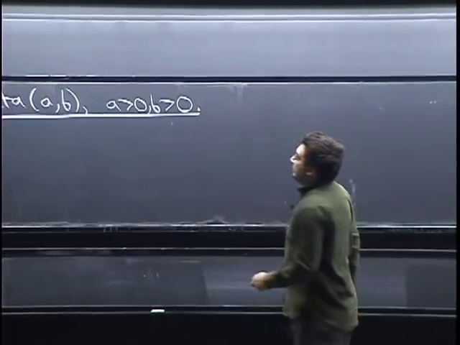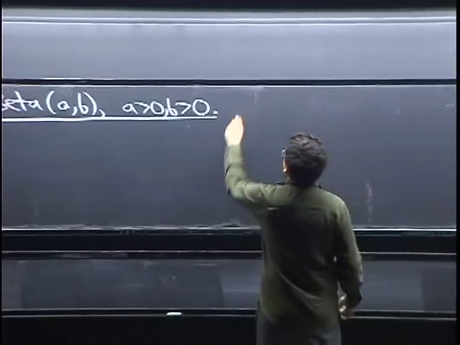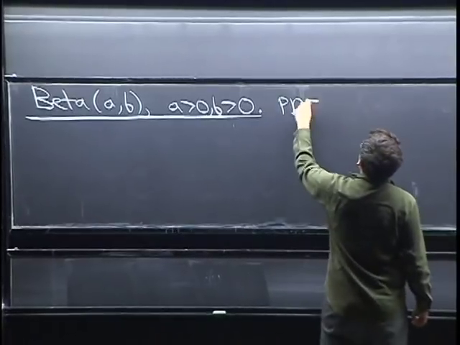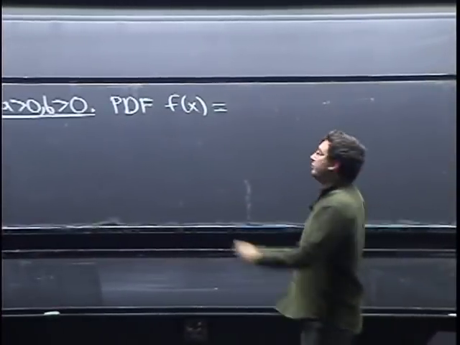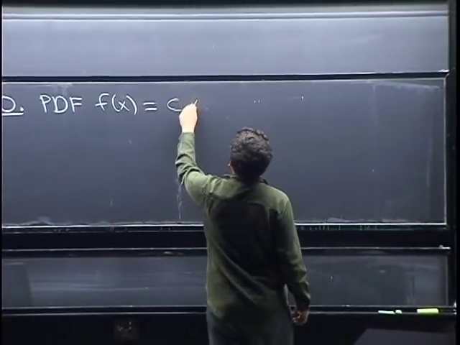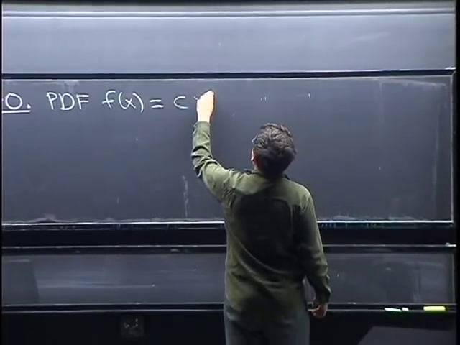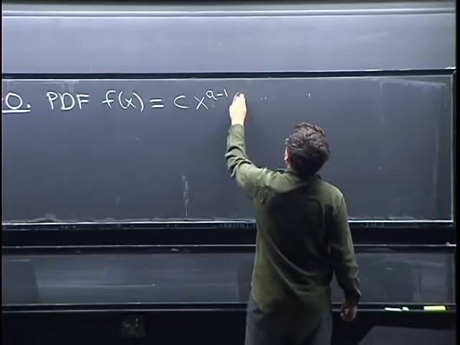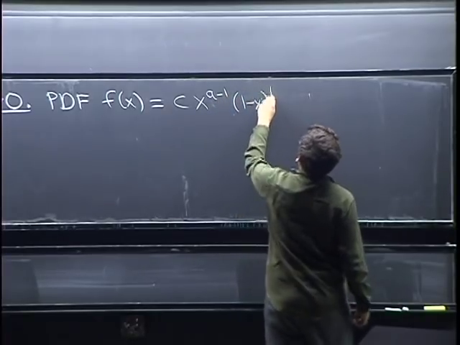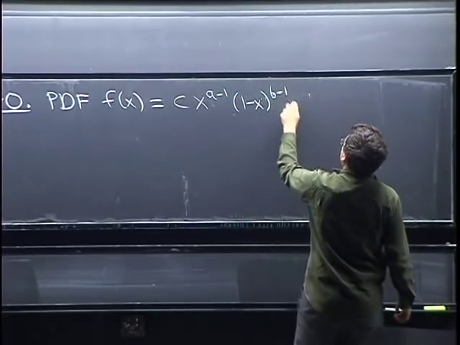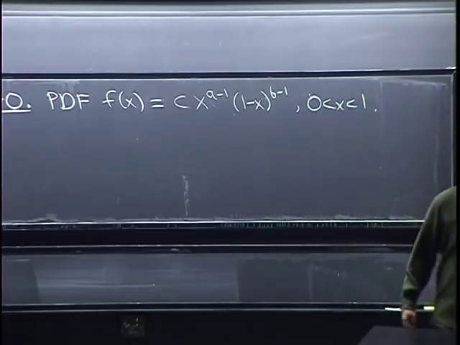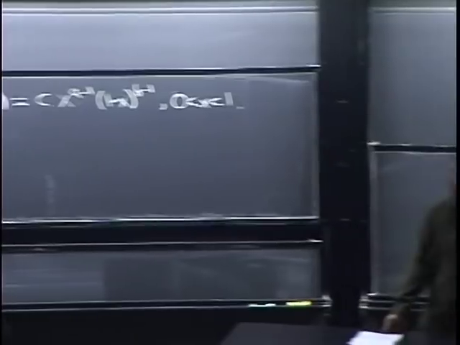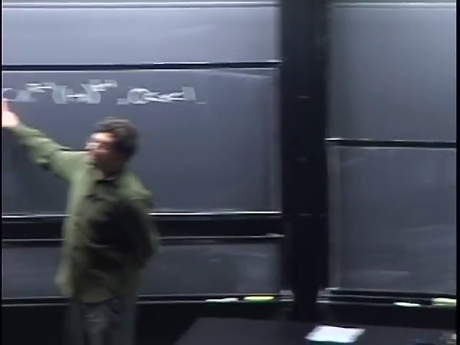And let's write down the PDF. The PDF is proportional to x to the a minus 1, times 1 minus x to the b minus 1, for x between 0 and 1, and 0 otherwise. Let c be a constant. So this is the normalizing constant.